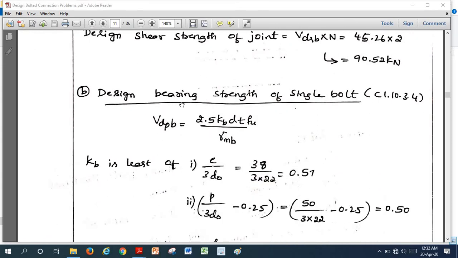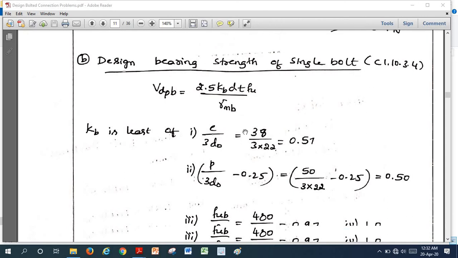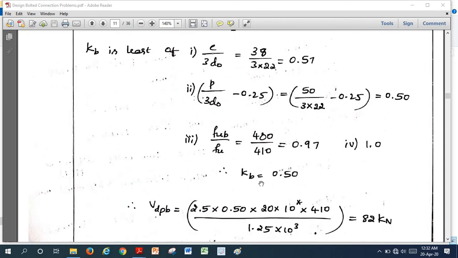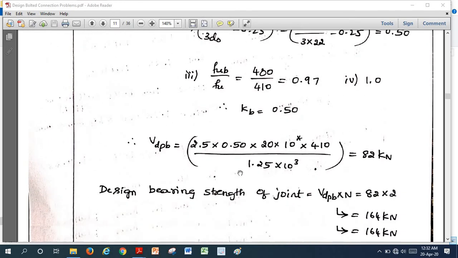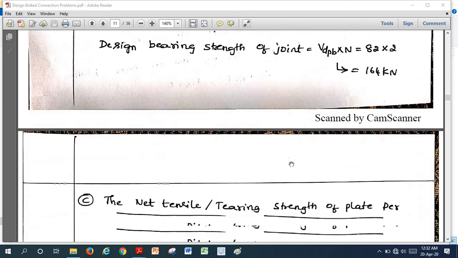The next thing is the design bearing strength of a single bolt. In the V_dpb formula according to 10.3.4 of IS 800:2007, we should calculate Kb. You get 0.50 as the least value. V_dpb, if you calculate, comes to 82 kN. The design bearing strength of the joint per pitch length is 82 into the number of bolts falling in the pitch, that is equal to 164 kN.